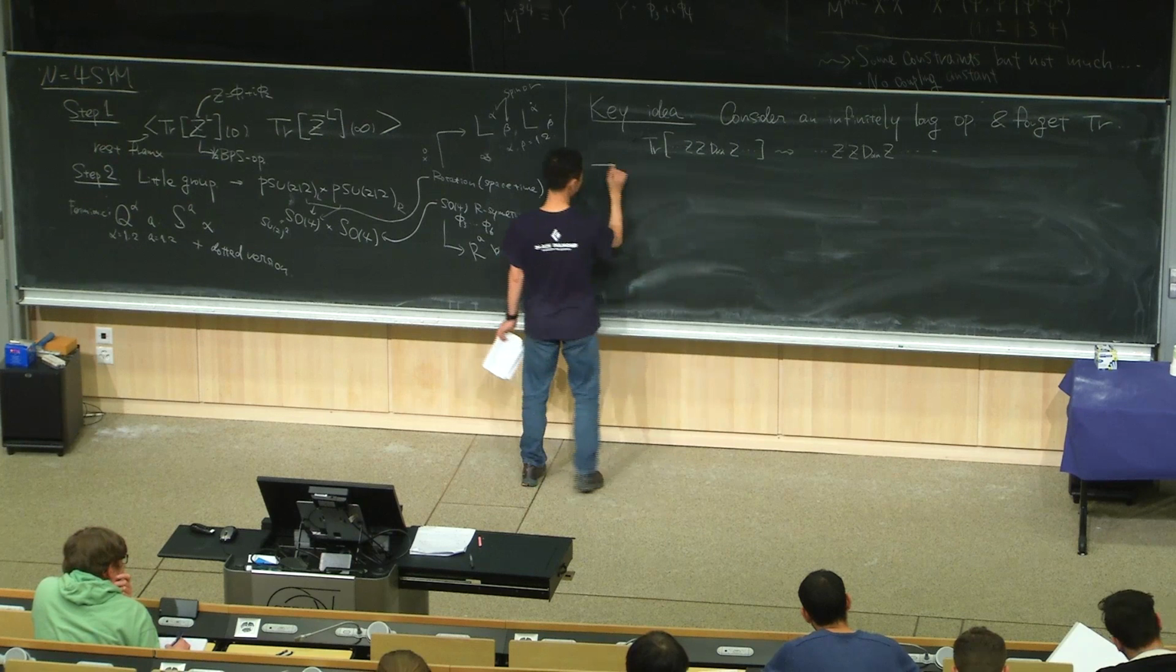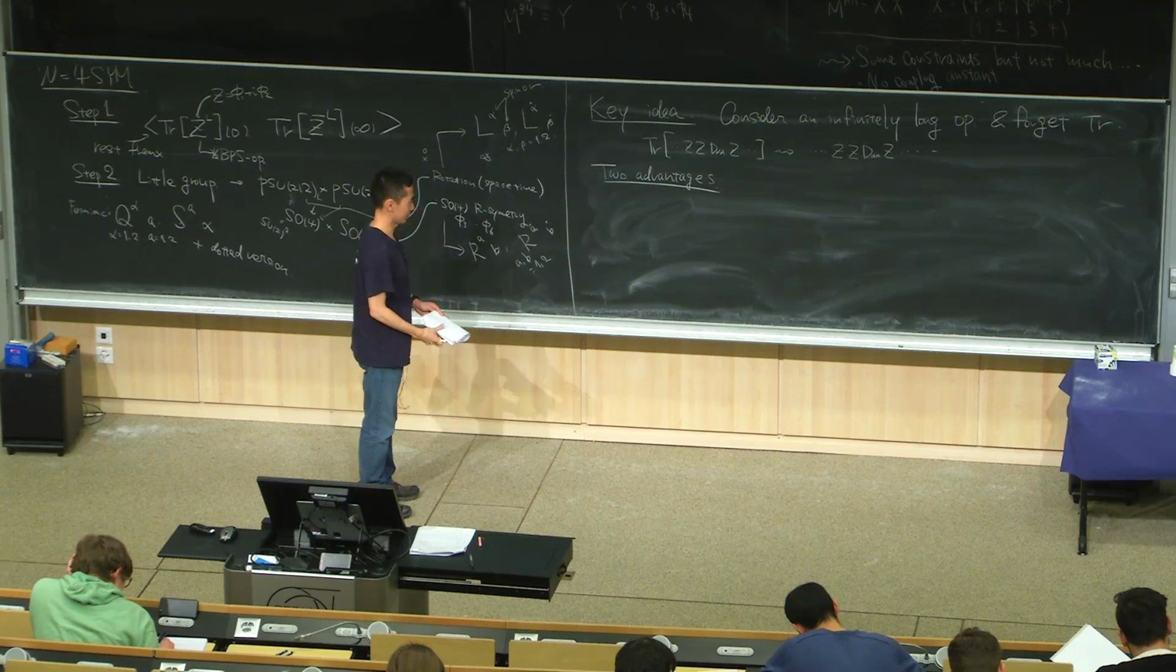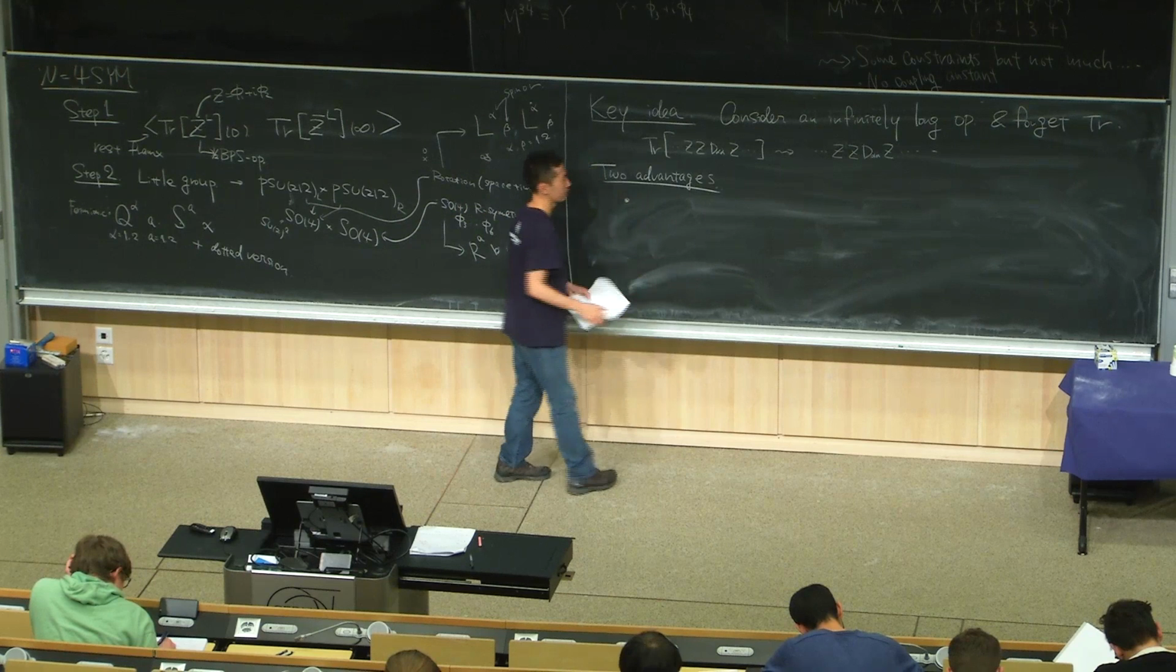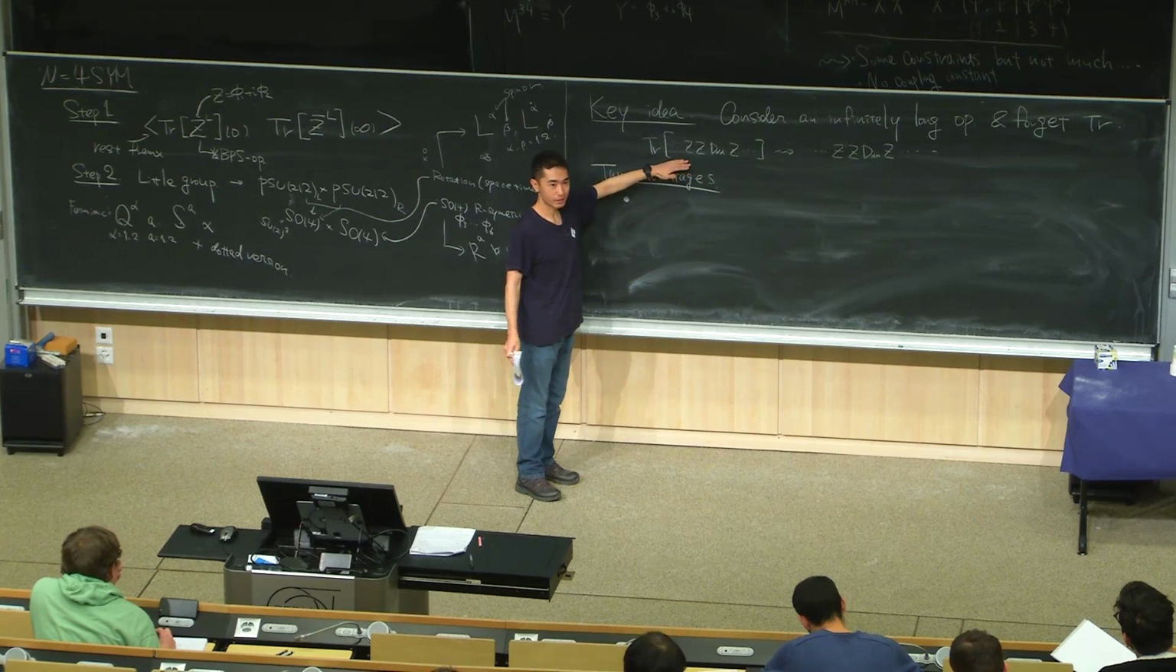Of course, at this point, it's probably not clear why this is a good idea. But I first give you the reason why it is a good idea and explain in more detail later what I mean by the advantages. So there are actually two advantages. One is related to the previous two lectures. If you have a trace, then as I explained in the previous lecture, it corresponds to a periodic spin chain, the finite size spin chain.